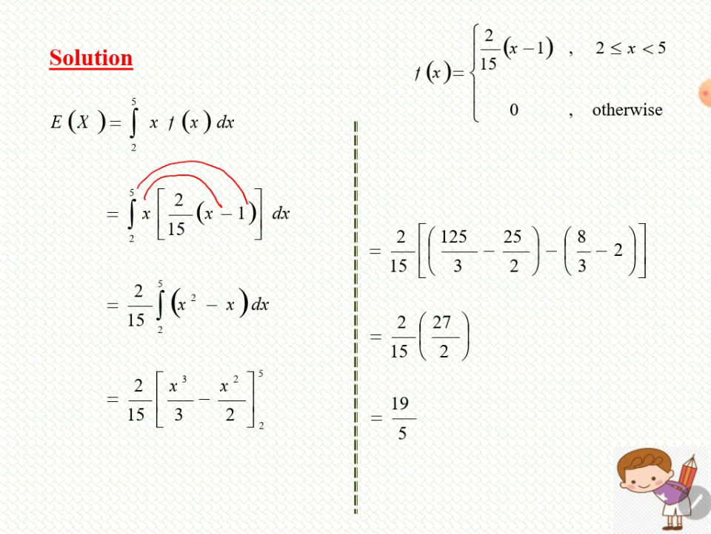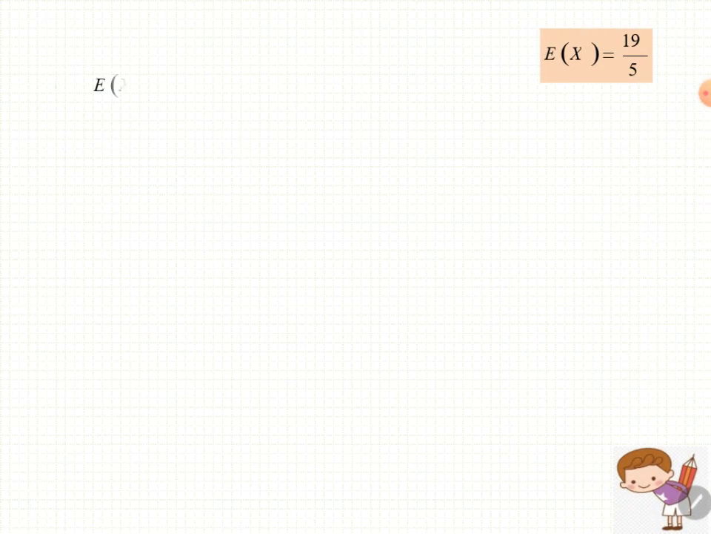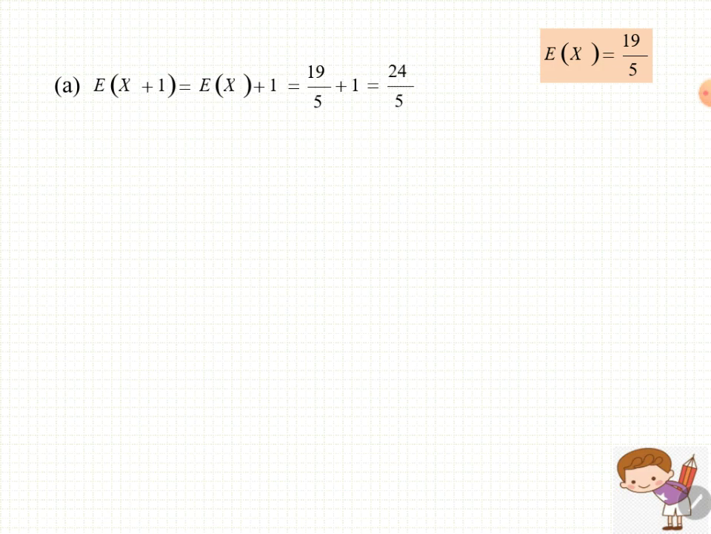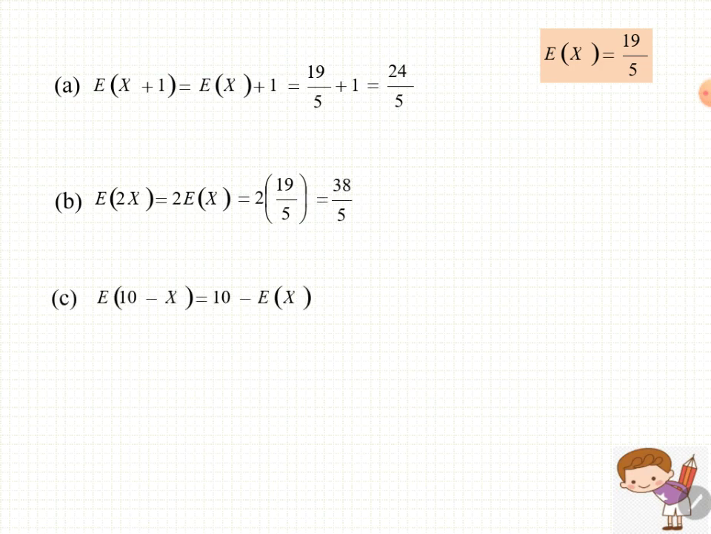And then answering the questions A, B, and C, they ask you to find the expected of x plus 1. So it is the same as expected of x plus 1. So it will be 19 over 5 plus 1, which is equal to 24 over 5. And then for question B, expected of 2x is equal to 2 times expected of x. So we get 2 times 19 over 5, which is equal to 38 over 5. And question C, expected of 10 minus x, it will be the same as 10 minus expected of x. So 10 minus 19 over 5, we get 31 over 5.